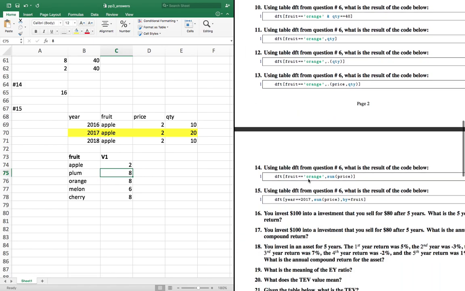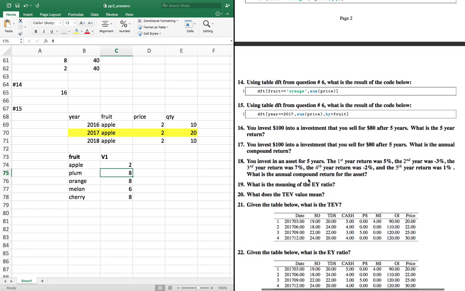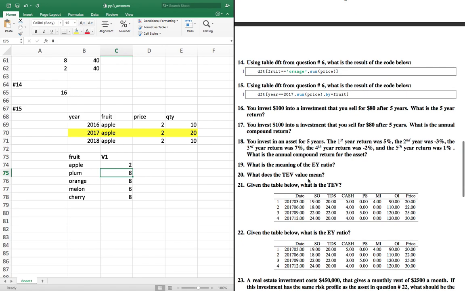All right, go down here. And looks like we're finally done with this part. Oh, did I skip number 14? No, I did number 14. Excellent. All right, so that's number 15. Okay, so number 16 now.